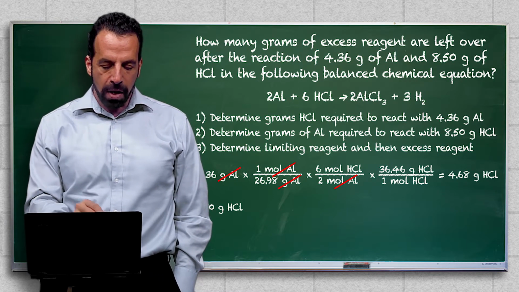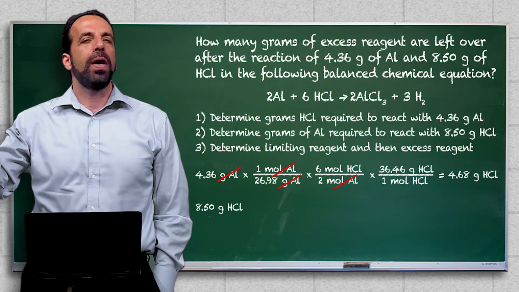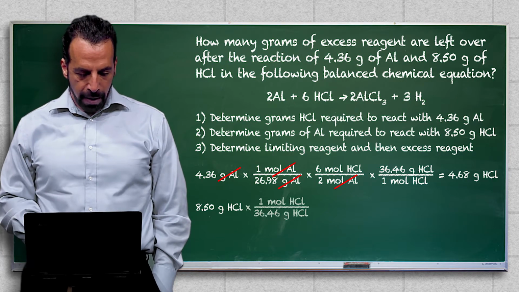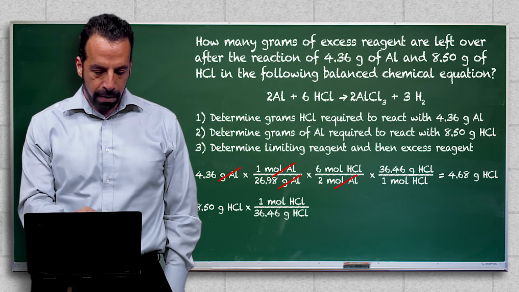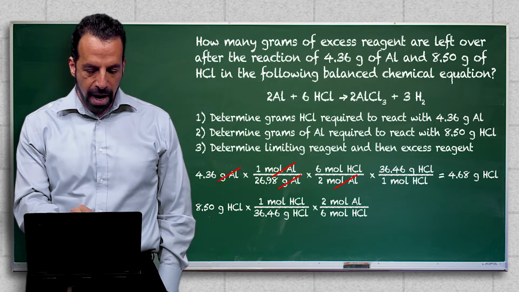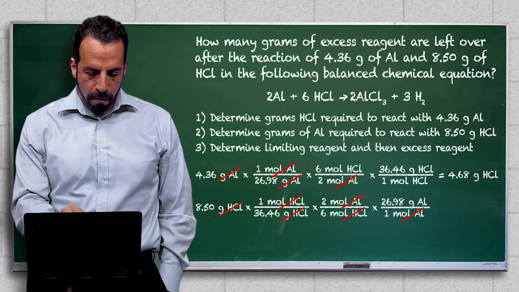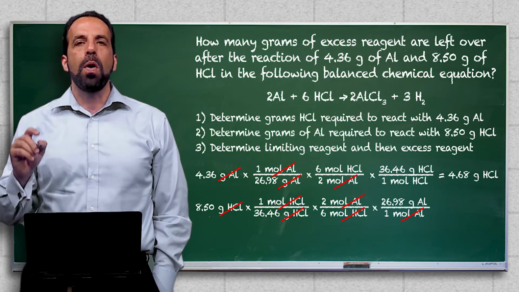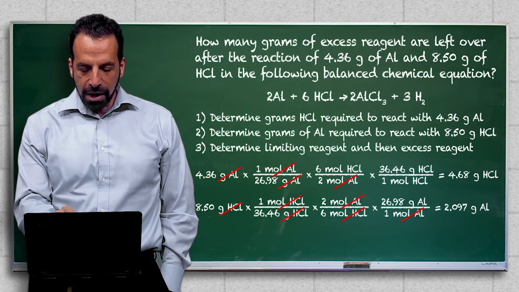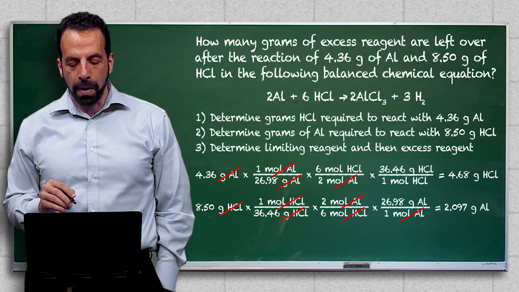8.5 grams of hydrochloric acid is what I actually added. I'm going to figure out, well, how many grams of aluminum is required to react with all that. So again, convert from grams to moles, then mole-to-mole ratio, 6 moles of hydrochloric acid, 2 moles of aluminum. Always kind of cancel stuff out. And then 1 mole of aluminum is 26.98 grams of aluminum. So in this case now, if all my hydrochloric acid reacts, I need 2.097 grams of aluminum.